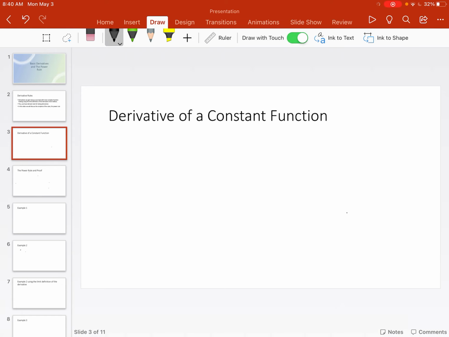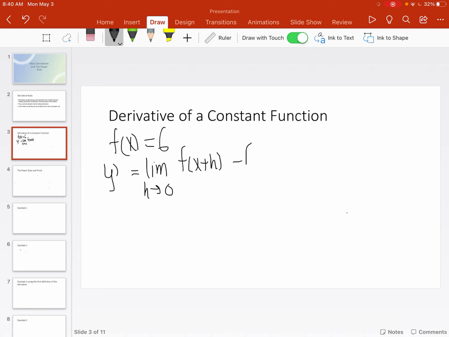However, before we get into that, I just want to discuss the derivative of a constant function. Consider a function f of x is equal to 6. So let's find the derivative of this. So y prime, well, using the limit definition of the derivative, you can just say, limit as h approaches 0 of f of x plus h minus f of x all over h. Notice that the function has no x terms. It's just 6.